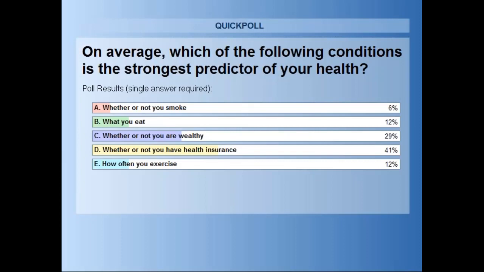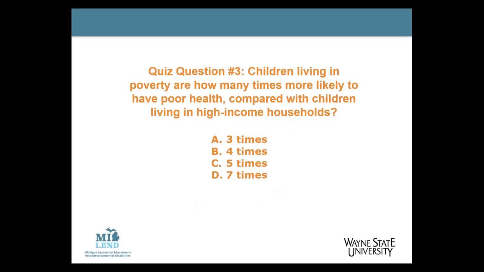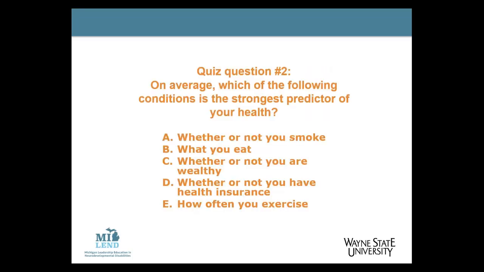And we see that our answer is really based on how wealthy you are, whether or not you are wealthy. Genes, diet, and exercise and other behaviors are important. But, for example, a poor smoker still stands a greater chance of getting ill than a rich smoker.